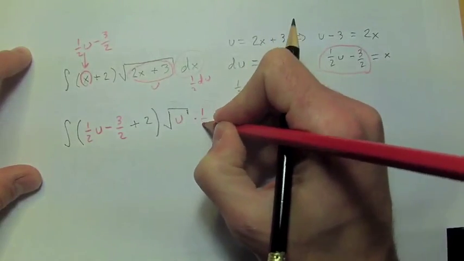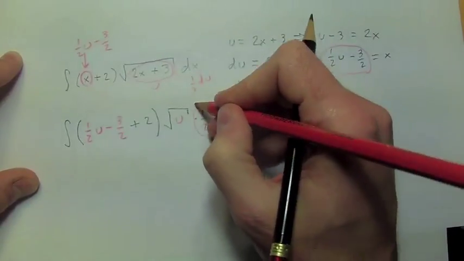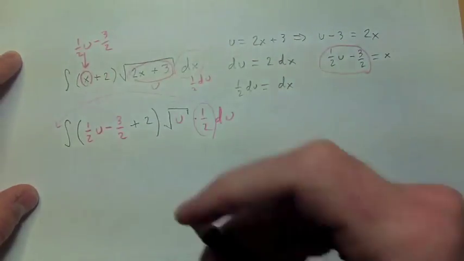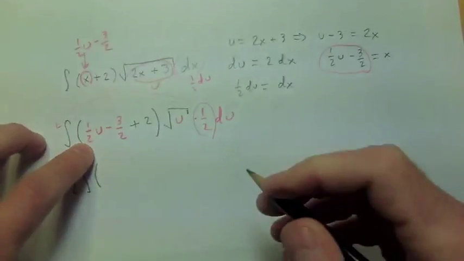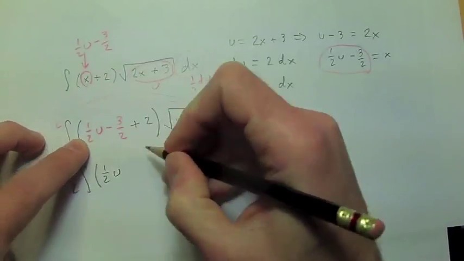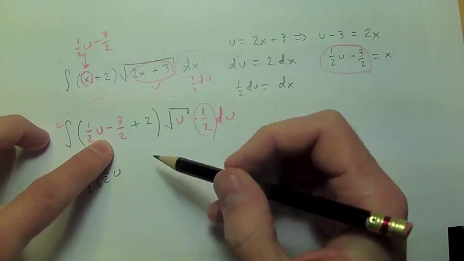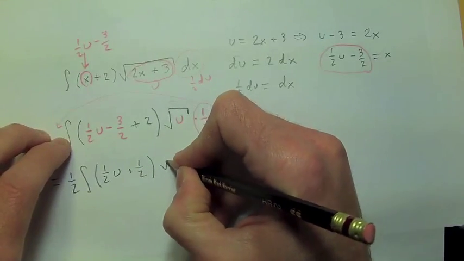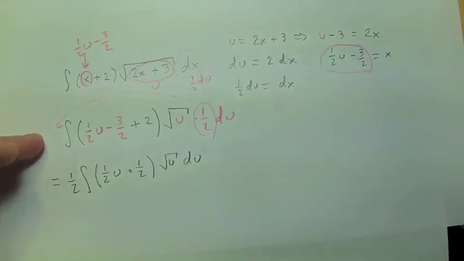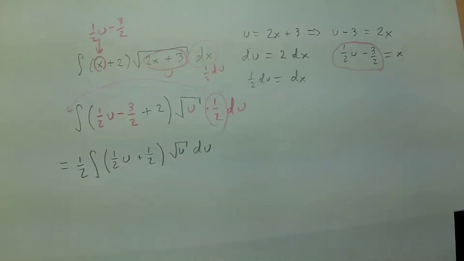times 1/2 du. Now whenever I have a 1/2 du, I typically just move that all the way out to the front to begin with. So this will be 1/2 times the integral of, this is 1/2 u. Now I have minus 3/2 plus 2. This is 4/2, so this will be 1/2 plus 1/2, then times the square root of u du. Okay, I'll stop for a second there, just to catch your breath.